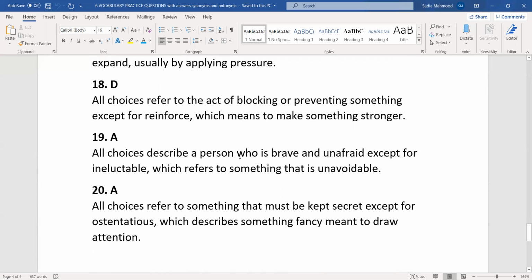All choices describe a person who is brave and fearless, except for ineluctable, which refers to something that is unavoidable. Question 20, option A is the right answer. All choices refer to something that must be kept secret, except for ostentatious, which describes something fancy meant to draw attention.